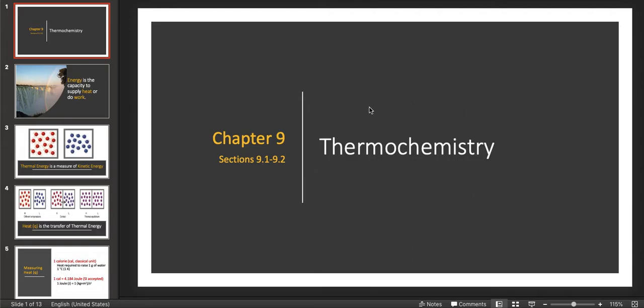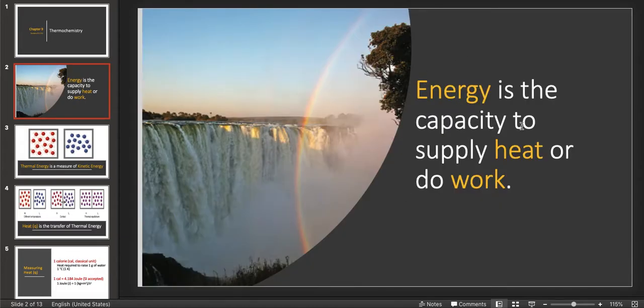Thermochemistry is that part of chemistry that studies the exchange of heat. Losing heat or gaining heat. Heat is a form of energy, and we will define energy as the capacity to supply heat or to do work. In our case, we will focus mostly on the capacity to supply heat. That will be the definition for energy that we will work with. So energy is the capacity to either supply heat or do work of some sort.